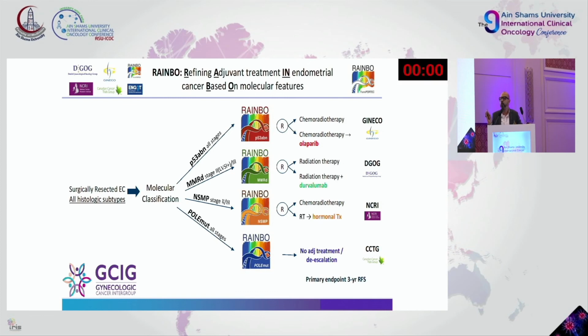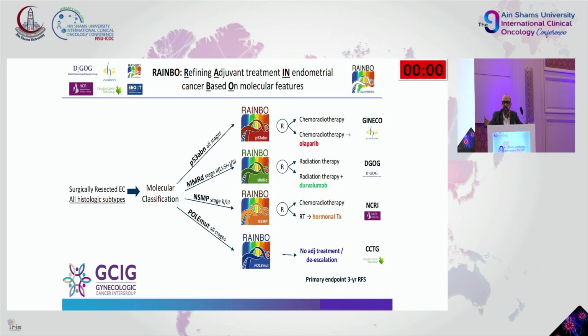The new molecular subtypes is not only for the metastatic setting, and we have a very beautiful design study, which is the RAINBO study, refining adjuvant treatment in endometrial cancer based on molecular features. We have 4 arms. The first arm is p53 abnormality, and patients will receive either chemoradiotherapy or chemoradiotherapy plus olaparib. The second arm is the mismatch repair deficient, and here patients will receive radiation therapy versus radiation and durvalumab.